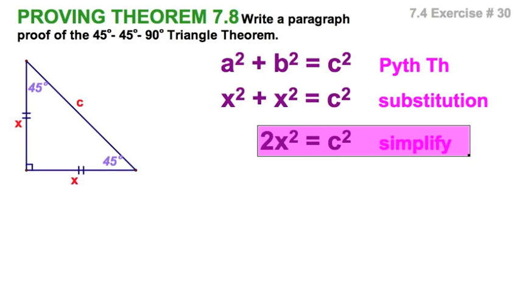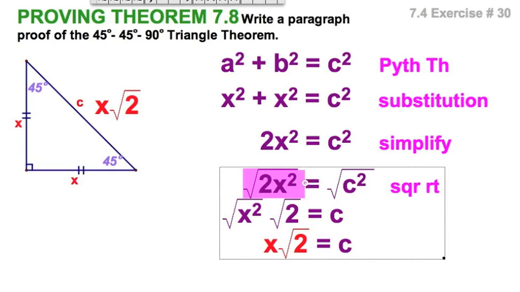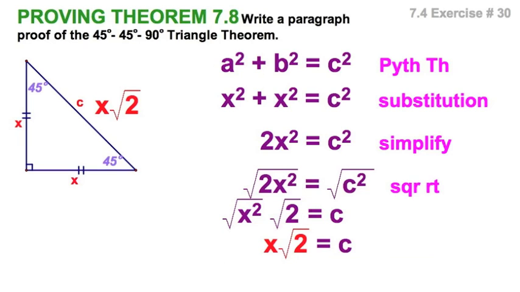Now we can evaluate, we'll simplify here. I've got 2x squared equals c squared, and then I'll simply take the roots of both sides of the equation, and again we can factor the radical 2x squared into its components. Square root of x squared is x, and this is radical 2. So there you have it. The ratio of the sides is going to be 1, 1, radical 2.